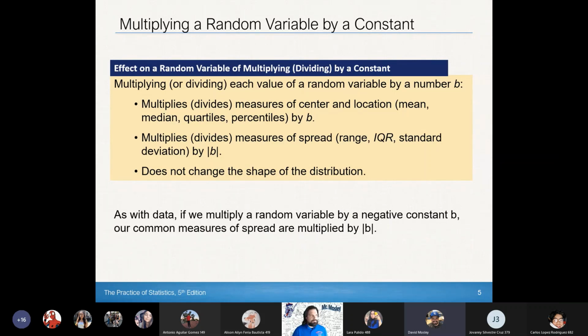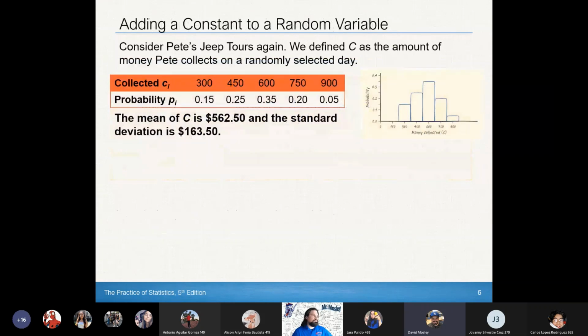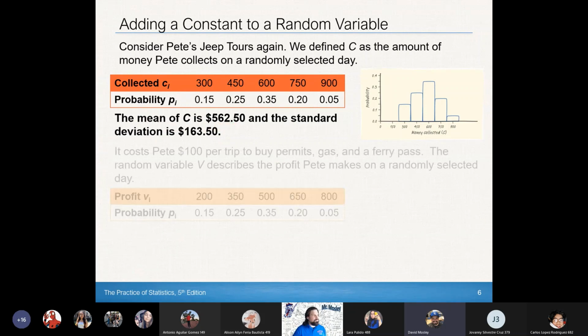So now, adding a constant to a random variable. We're going to consider the same scenario again. Pete's Jeep Tours. We define C as the amount of money Pete collects on a randomly selected day. Right. This is the same probability distribution as the previous page. And we have the mean of 562.50 and the standard deviation of 163.50.